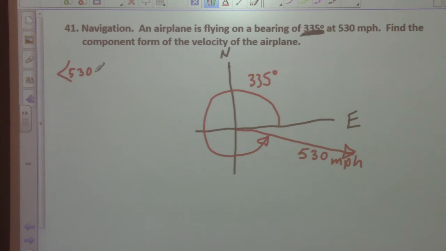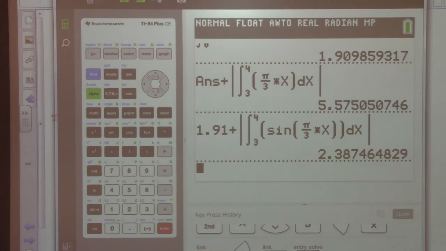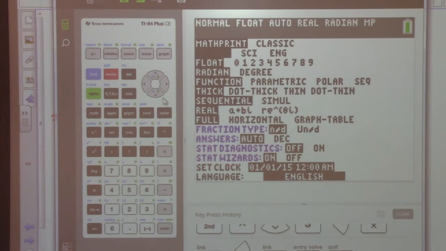And then we're going to have cosine 335 degrees, comma, 530 sine 335 degrees. And then we can use those to get a numerical description of those. So 530, okay, we're in radians here. Let's get into degrees.